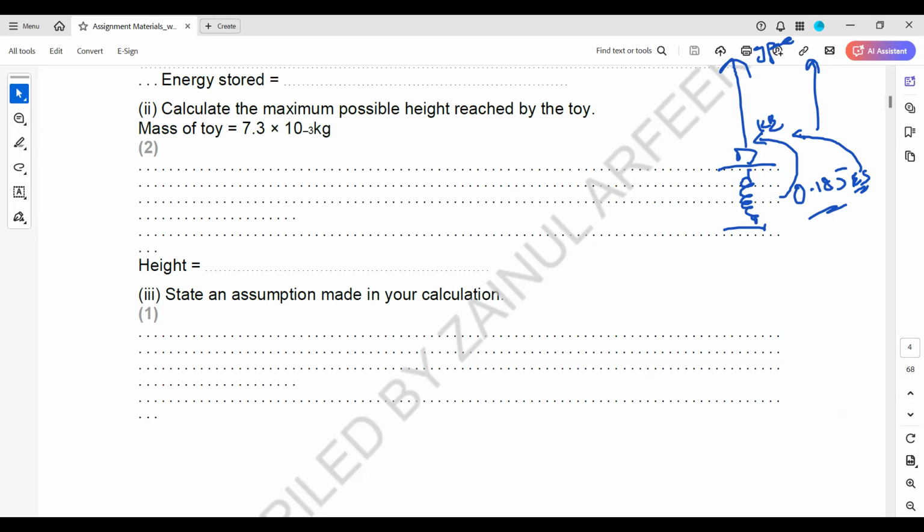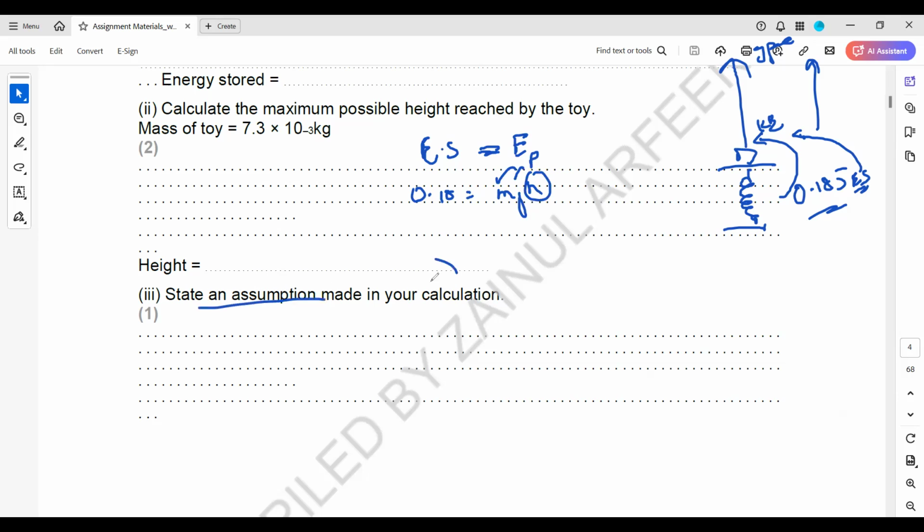If there is no loss of energy, then we can say the elastic strain energy will be equal to the kinetic energy. And that's our assumption. Practically, there will be losses. So elastic strain energy will be equal to the gravitational potential energy. Elastic strain energy, we worked out, is 0.18. And the potential energy is mgh. So we have the mass, we have the gravity, so we will work out the height.